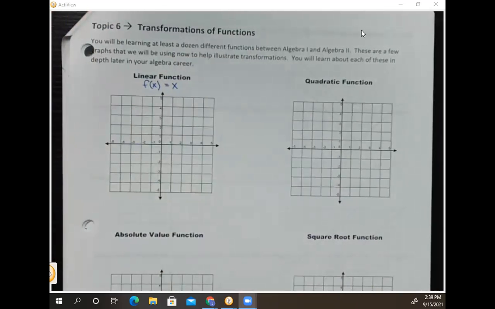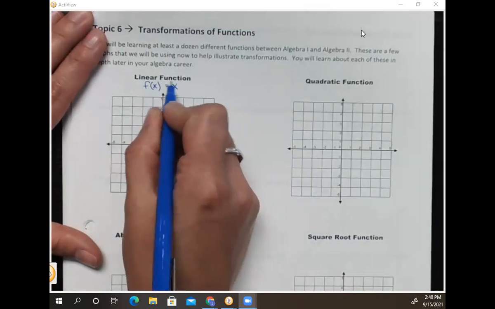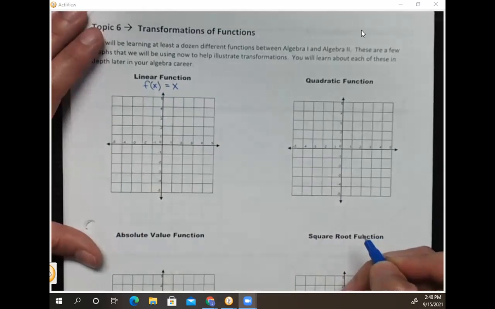And I also want to briefly mention that each of these types of functions we'll talk about in more depth later on in Algebra 1. Like linear functions we're going to look at in our next unit. Quadratics we'll talk about later on in the year. We'll see absolute value functions, I think, in Unit 4 maybe. But we'll talk about all of these in more depth later. All we care about for right now is the parent function. So I want to know what the graph of my linear parent function looks like.